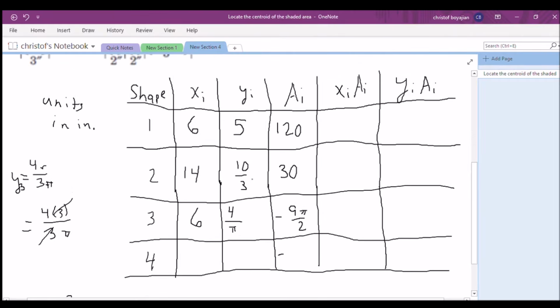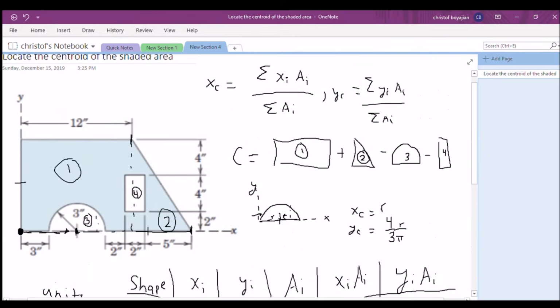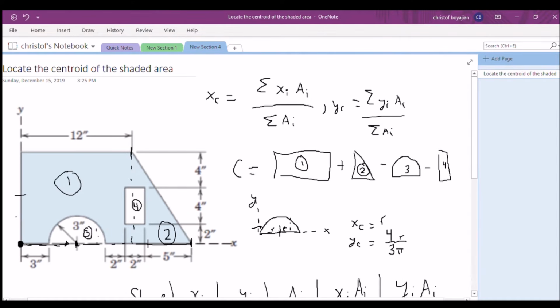All right, so let's go ahead and solve for our fourth centroid and the area. So in the x direction, we should have the centroid being 12 again.